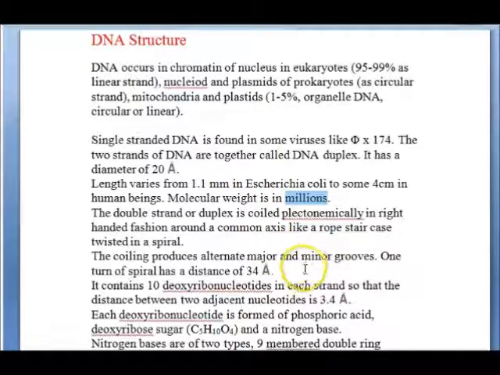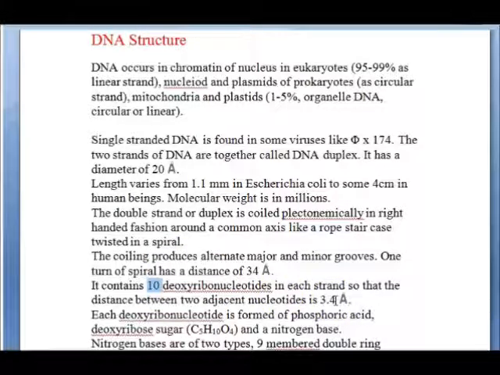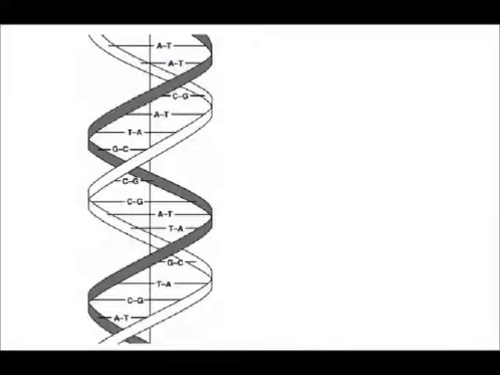One turn of the spiral has a distance of 34 angstrom, and this 34 angstrom basically has 10 nucleotides, rather deoxyribonucleotides, and the distance from one nucleotide to another nucleotide is 3.4 angstrom. But before going into further discussion, let us see what these nucleotides are, and rather I should say we'll discuss another term, nucleosides. As you find, DNA structure is a double helix structure.